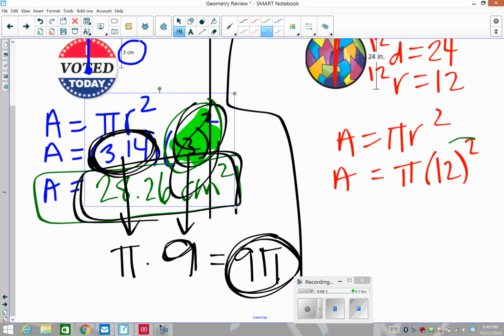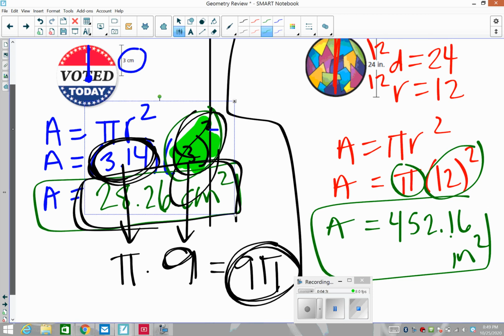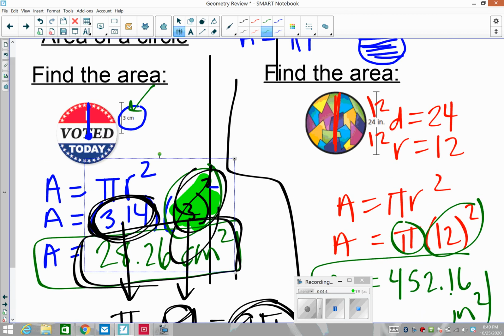So one way to write that is 144 pi. And the other way is to simply type that all in your calculator using 3.14. 3.14 times 12 squared is 452.16 inches squared. And again, I use 3.14 for pi. So that's area, space inside. I gave you one example where you're given the radius and one example when you were given the diameter. For area, you need radius.